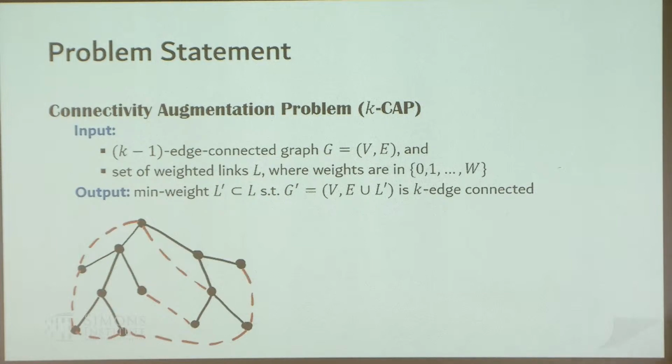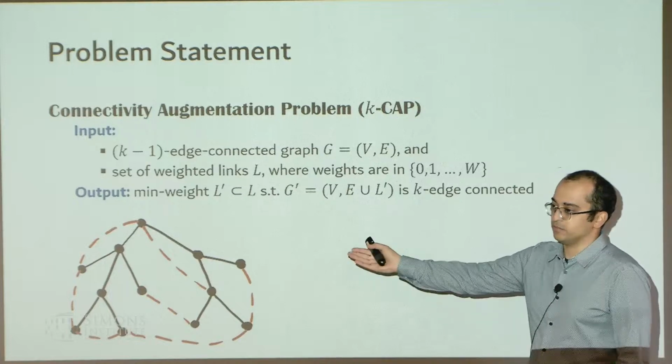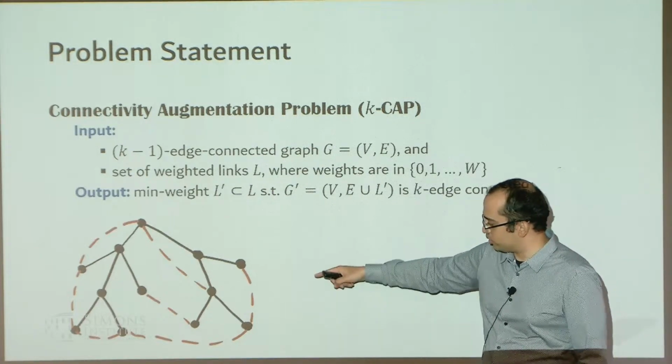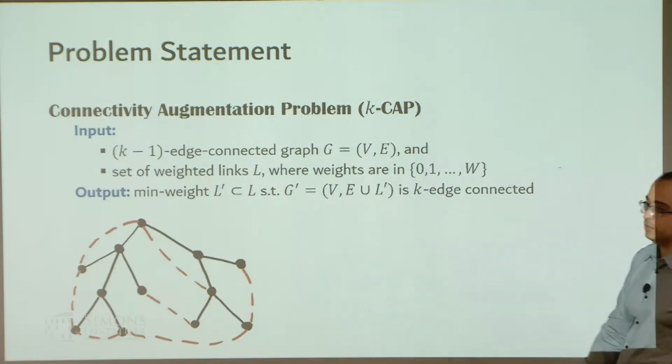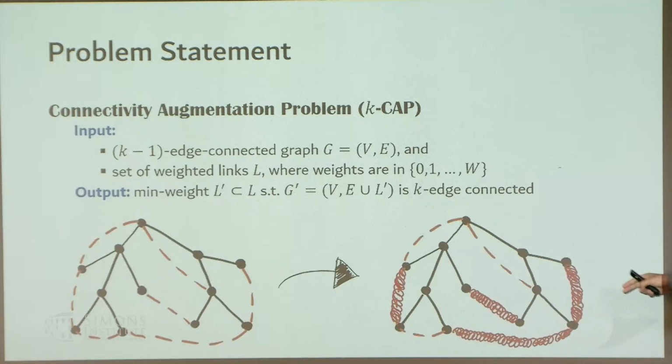For instance, this is an example. The black solid edges are the edges in the original graph. In this picture, they're just a tree, which is one edge connected. We can use the orange dashed edges to increase the connectivity to 2. If I pick these red links, then the resulting graph becomes 2-edge connected.